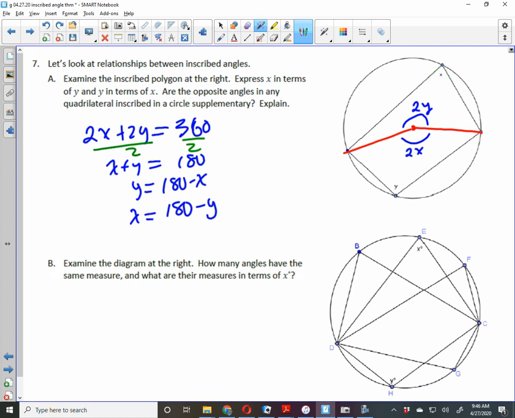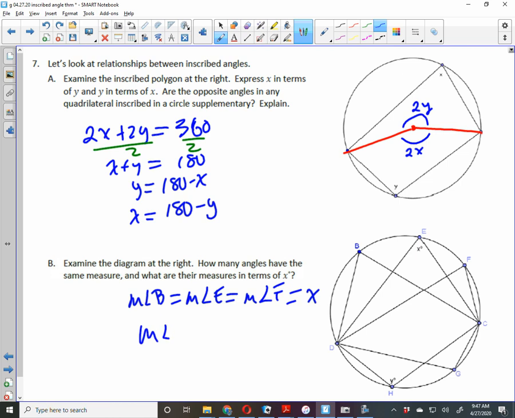And then they continue and say, examine the diagram at the right. How many angles have the same measure? And what are the measures in terms of x? Well, let's go back to it. We know that the measure of angle B has to equal the measure of angle E, which has to equal the measure of angle F, and we know all those are equal to x. We could also say the same thing about the measure of angle H is equal to the measure of angle G, which is equal to y if we wanted to, because they intercept the same arcs.